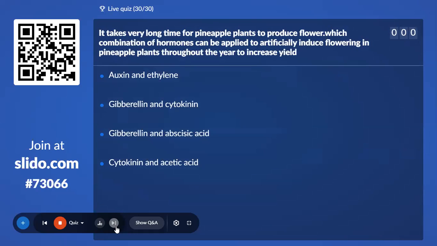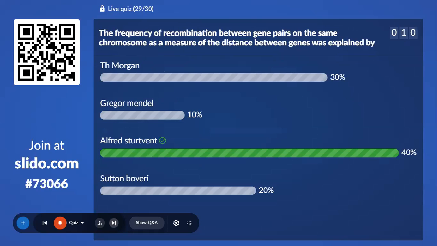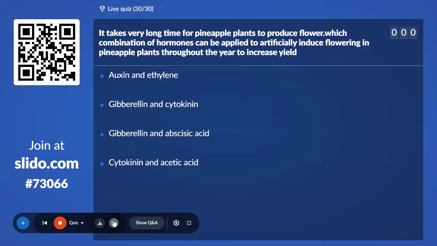It takes very long time for the pineapple plants to produce flower. Which combination of hormones can be applied to artificially induce flowering in pineapple plants throughout the year to increase yield? Auxin and ethylene, gibberellin and cytokinin, gibberellin and abscisic acid, cytokinin and acetic acid.